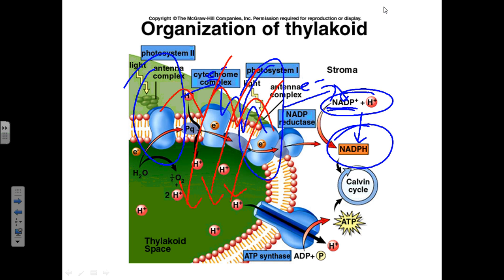Is that the way nature wants things to be? No. Those H+, and I'm making them sound like a person here, but the H+ want to get out, right? But why can't they get out?